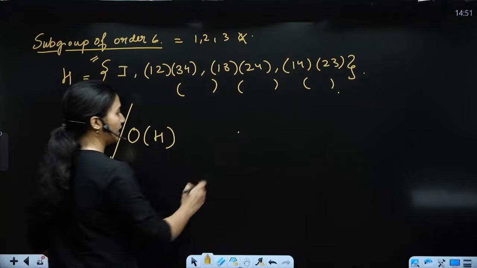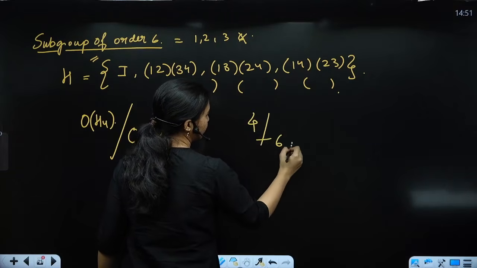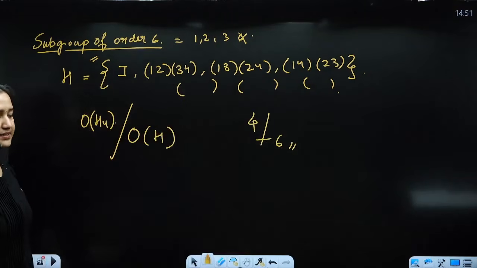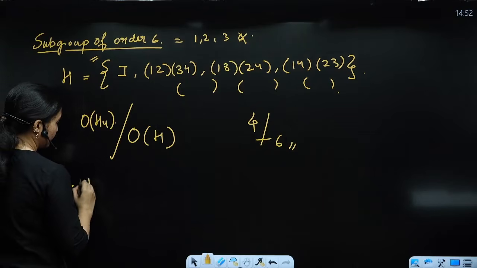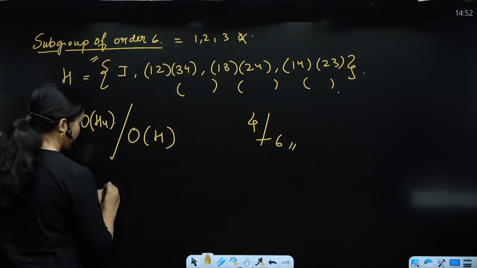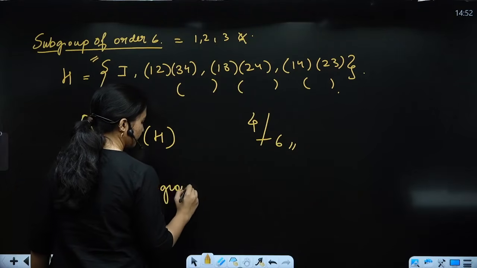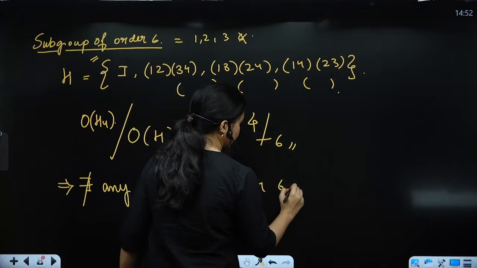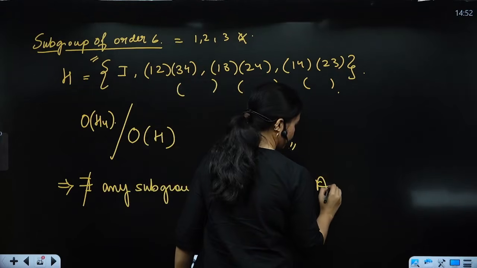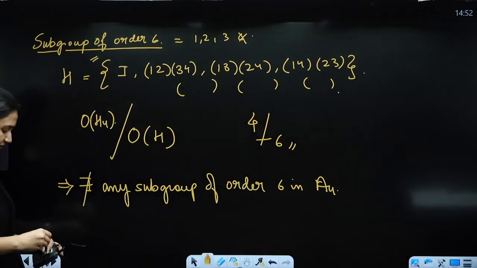But we know that 4 does not divide 6, right? बस एक सिंपल सा यही लॉजिक है. इसीलिए there does not exist any subgroup of order 6 in A4, right? अब इसको आप एक प्रॉपर प्रूफ में भी लिख सकते हो.